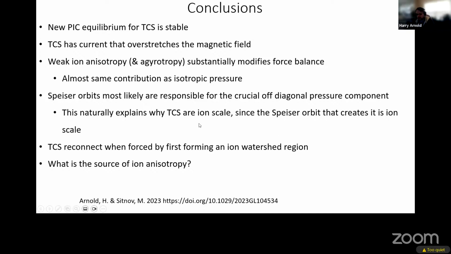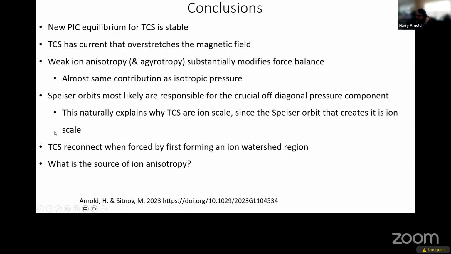One of the issues with trying to make the electrons responsible for these thin current sheets is there's no clear explanation for why electrons would give you ion scale thicknesses like a Larmor radius or so. But if it's the Speiser ions that are responsible, well, the width of their orbit is effectively the ion Larmor radius, and so it gives you this natural explanation.